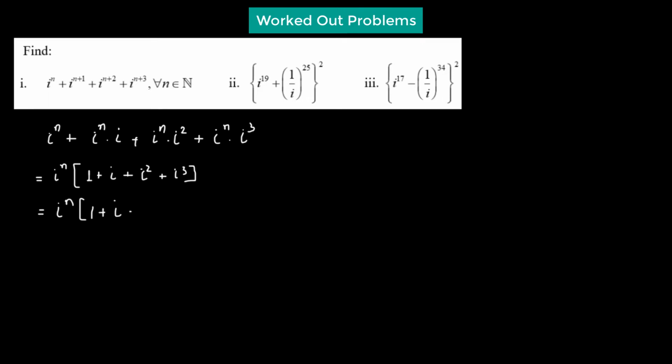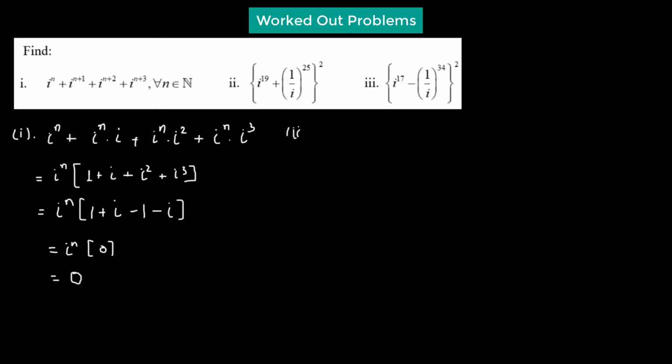Now i squared is -1 and i cubed is -i. Now we see that each of the terms has its corresponding additive inverse, so they cancel out to give us 0, and the final answer will be equal to 0. So this is the answer to part 1. Now we go to question number 2.